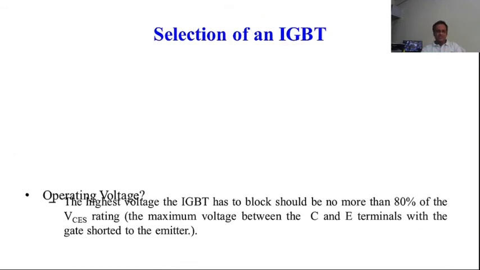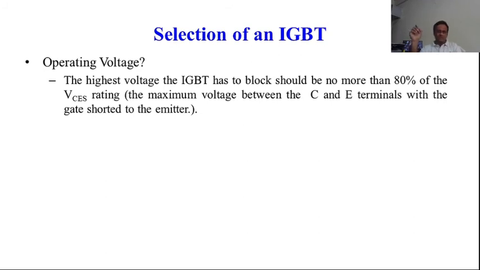How are we going to select the IGBT? Firstly, you decide what is the operating voltage of your application. The highest voltage the IGBT has to block should be no more than 80% of the VCES rating. VCES rating means the maximum voltage between the collector and emitter terminals with the gate circuit shorted. That means we connect the gate to the emitter, and then calculate the collector to emitter voltage, which should not be more than 80% of that.